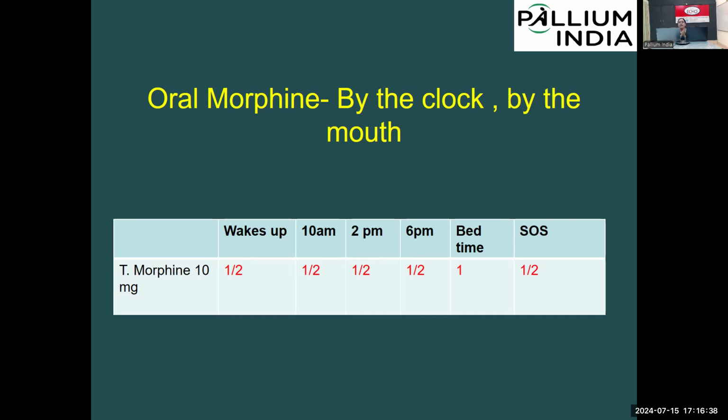So 5 milligram at 6 a.m. or when the patient wakes up, 10 a.m., 2 p.m., 6 p.m. and at bedtime, and the same 5 milligram as SOS dose if the patient has pain in between. Why do you want to give double dose at bedtime?